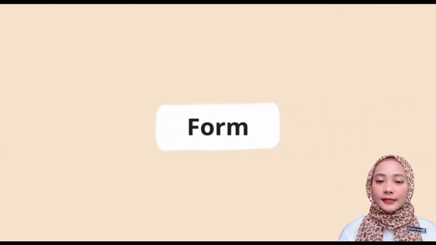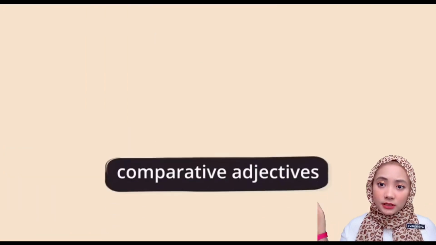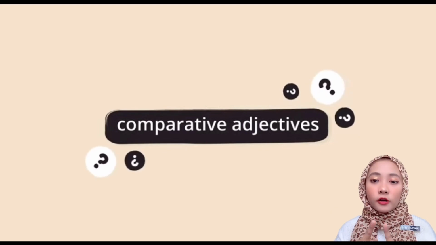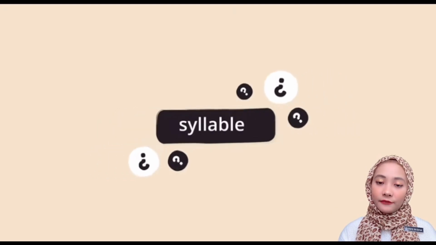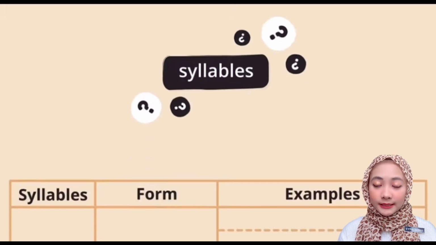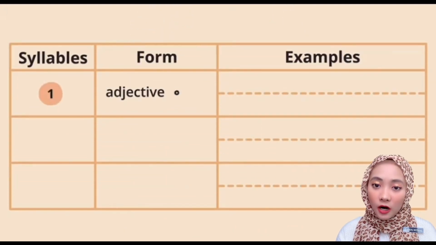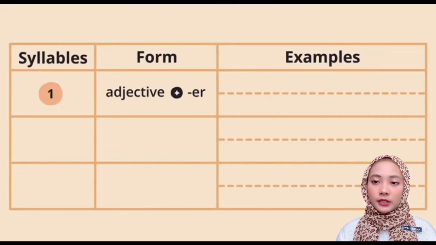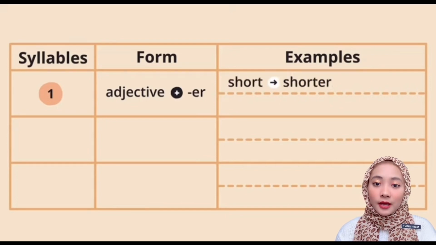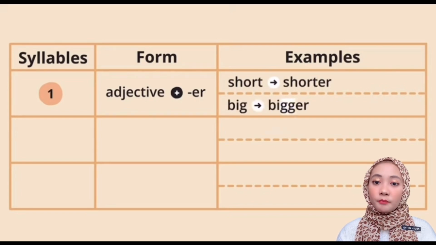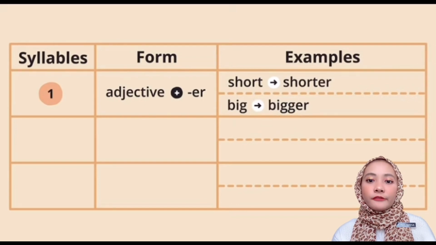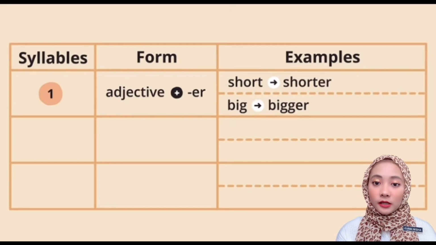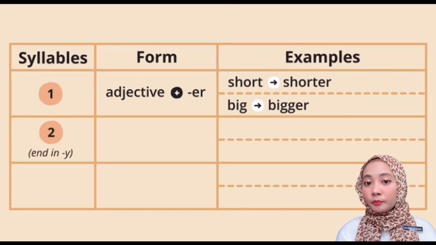How are comparative adjectives formed in English? It depends on how many syllables the adjective has. For one syllable adjectives, we add -er to the adjective. For example, short becomes shorter. If the adjective ends in a consonant, vowel, consonant pattern, like I said before, we double the final consonant before adding -er. Big becomes bigger.